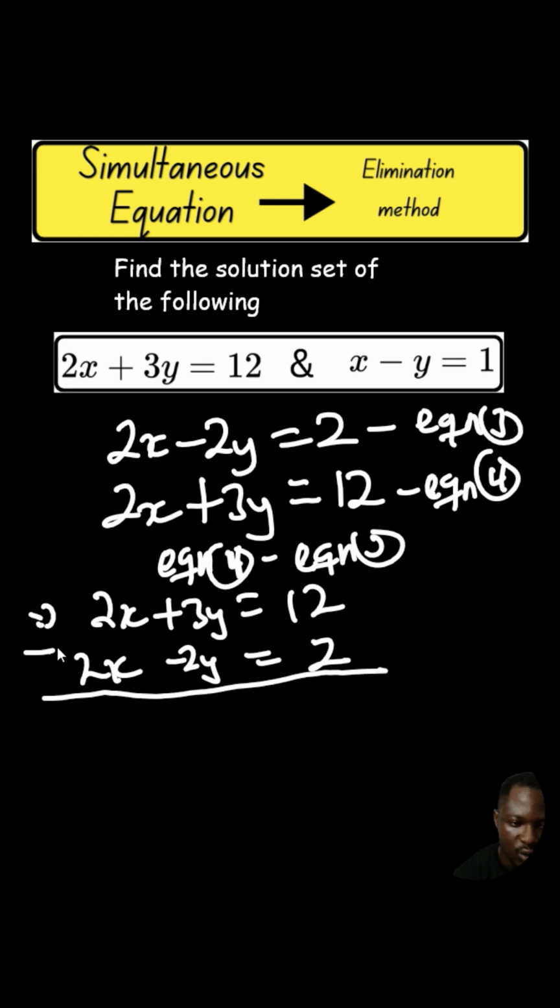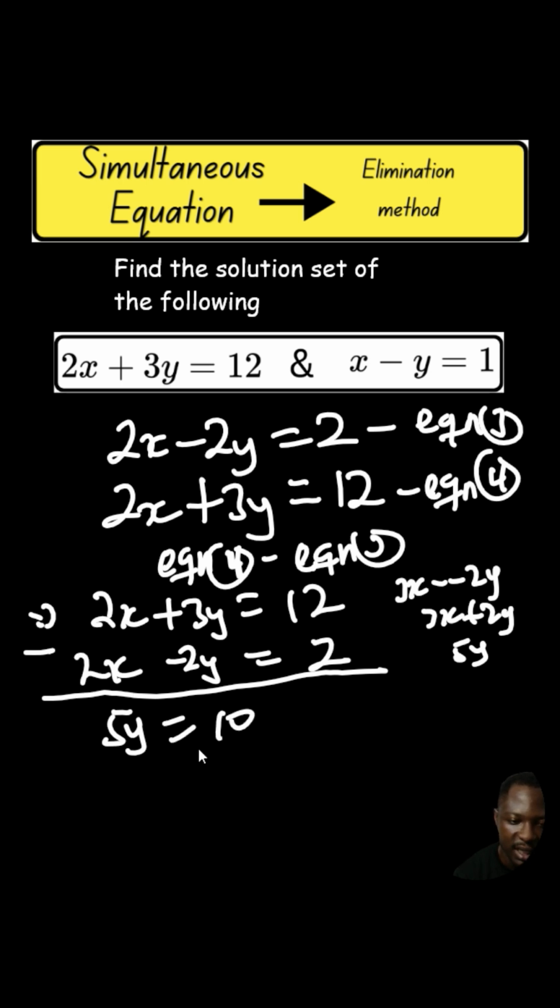Here 2x minus 2x gives me 0, but I'll not write it. 3y minus negative 2y gives 5y, and 12 minus 2 gives me 10. Let me divide both sides by 5. So finally I'm going to have y is equal to 2.